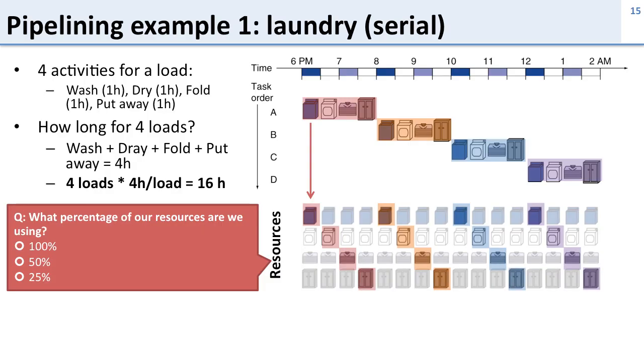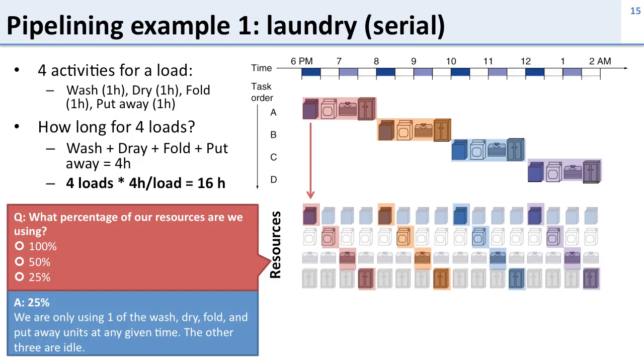Well, here's the total amount of resources we have, looking at every resource in every hour. And as you can see from this, we're only using 25%. So we're using 1 of each of these things at every time. The other 3 are idle. So the question here is, how can pipelining help? How can we use pipelining to do this more efficiently?